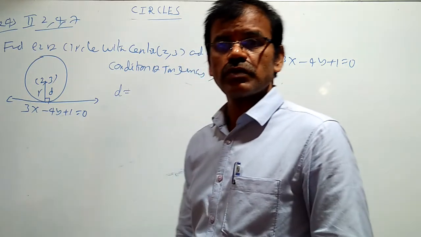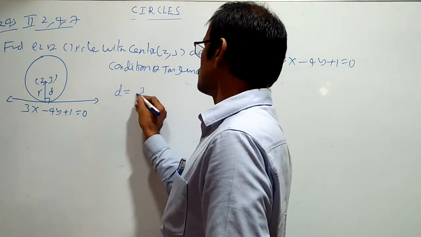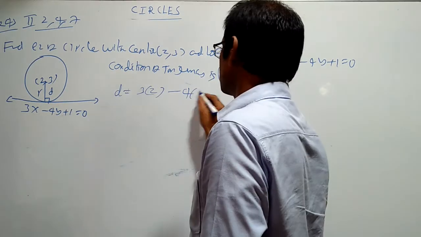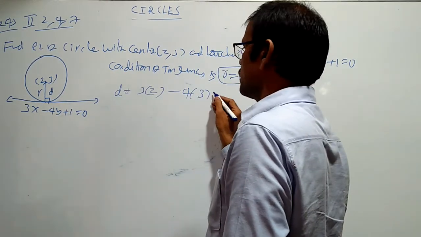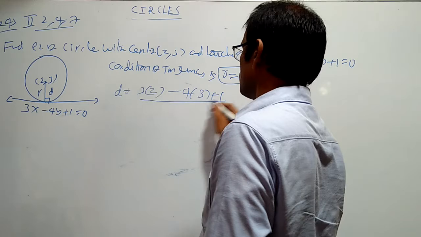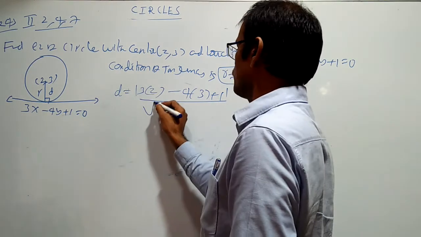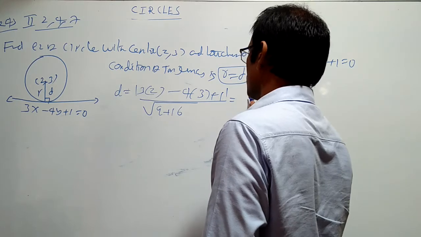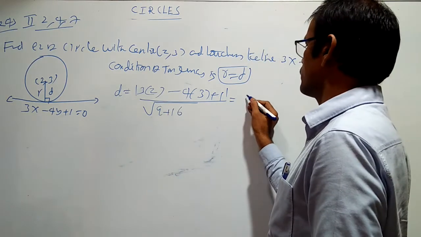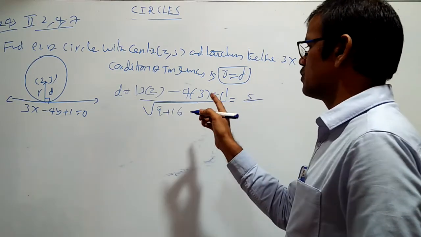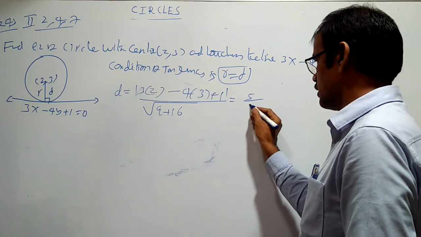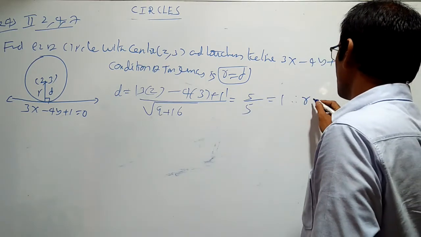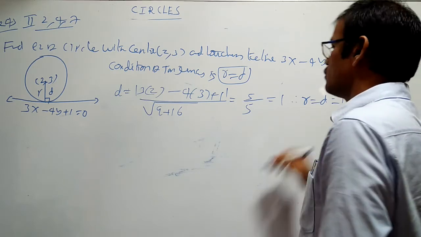Modulus of ax1 plus by1 plus c by root of a square plus b square. So 3 into 2 minus 4 into 3 plus 1 over root of 3 square plus 4 square. This is 9 plus 16, 25, root 25 is 5 we can write here. 6 plus 1, 7, 7 minus 12, minus 5. Don't think it is negative because it is modulus. 5 by 5, so it is 1. So D is nothing but R. So R is equal to D is equal to 1 we got.